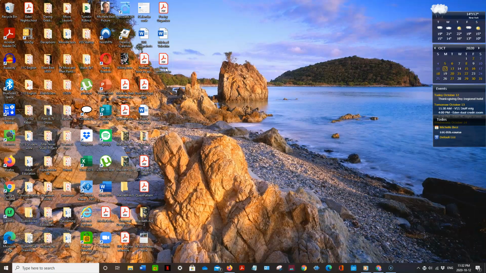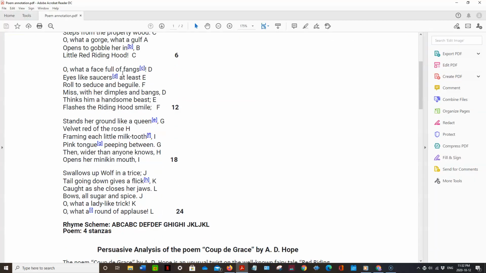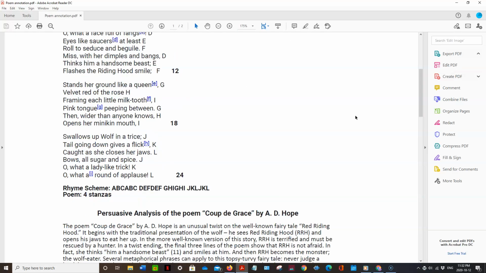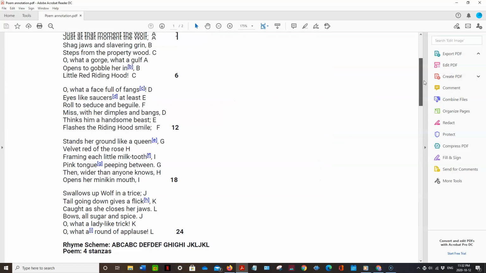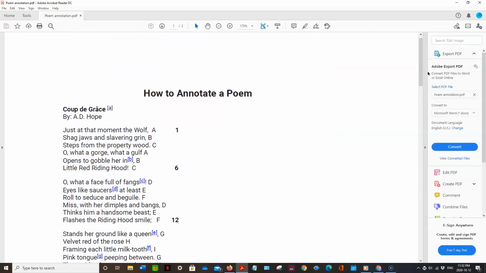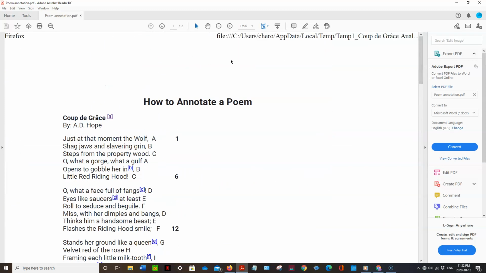Find it, poem annotation, and here it is. It keeps my numbers here, and it does take off the hyperlink, but it does keep the color, so you can see that A goes with A, and so on and so forth. And there's your document, a PDF file you can submit for your assignment.